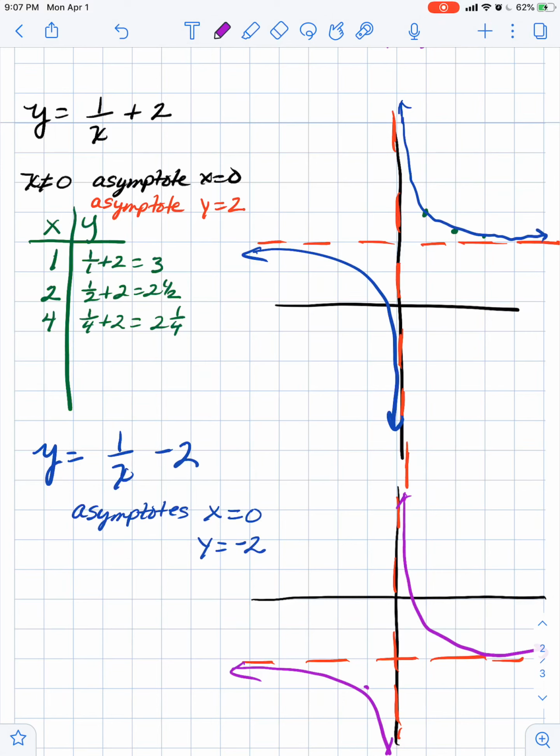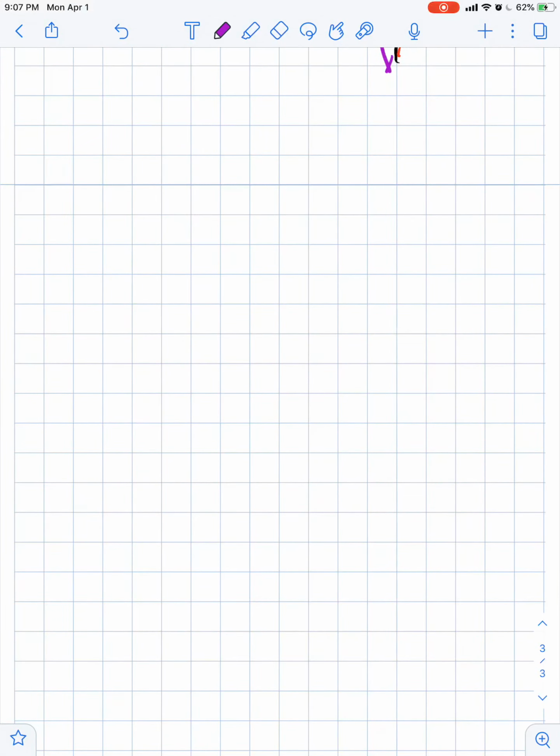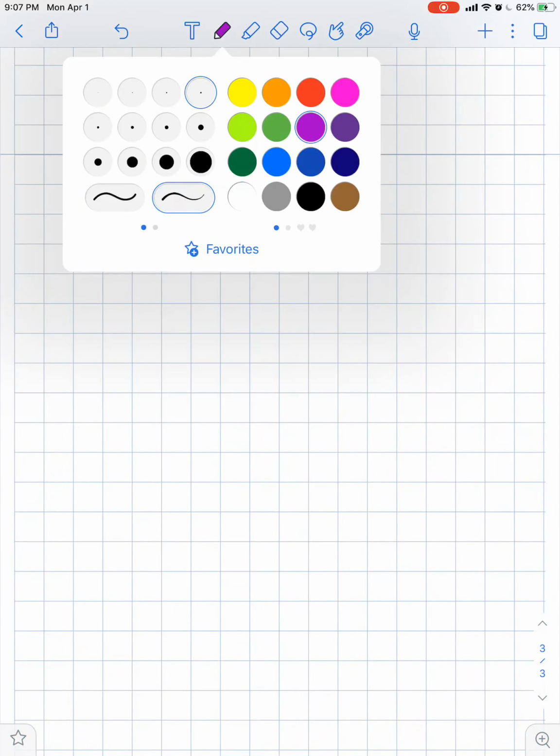So what do you think would make it move left or right? So my question was, what do you think would make it move left or right?